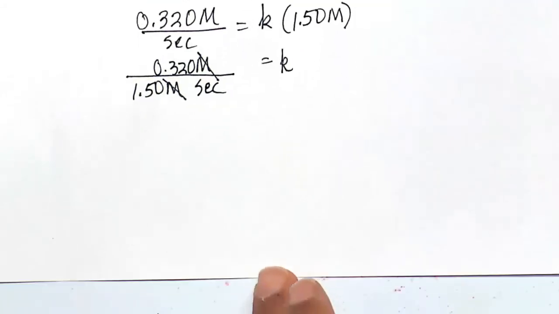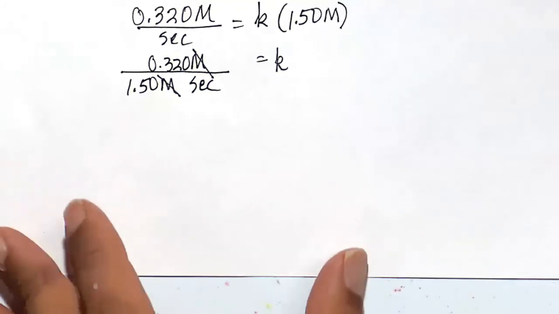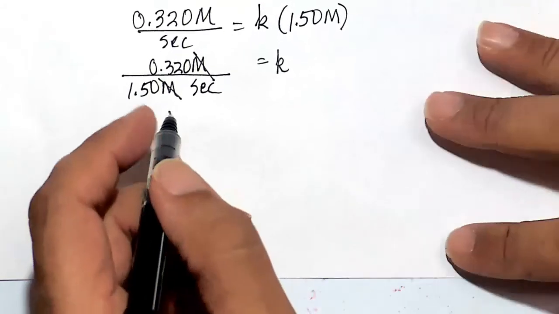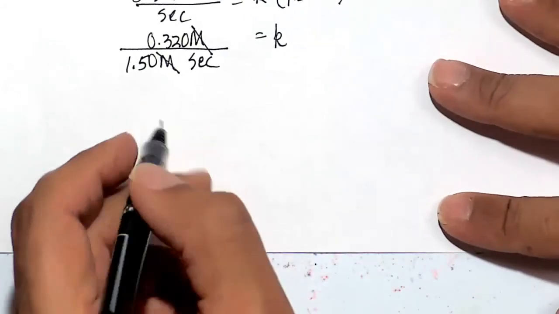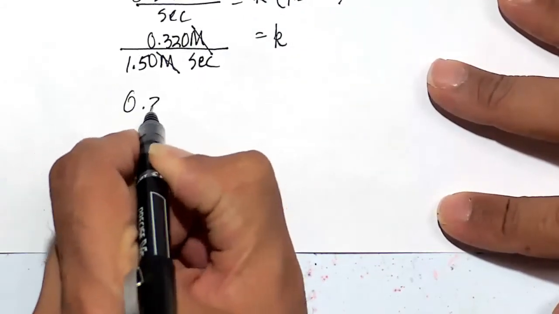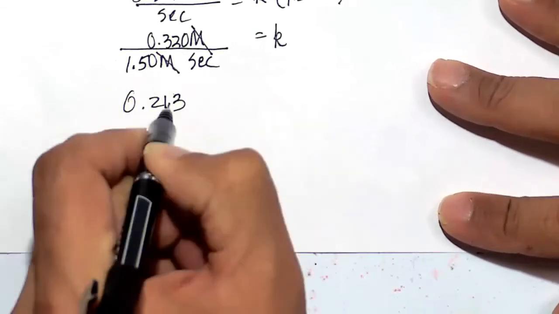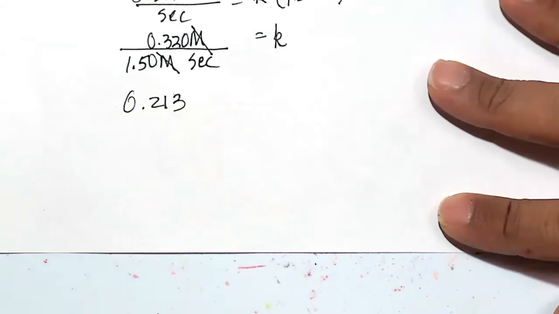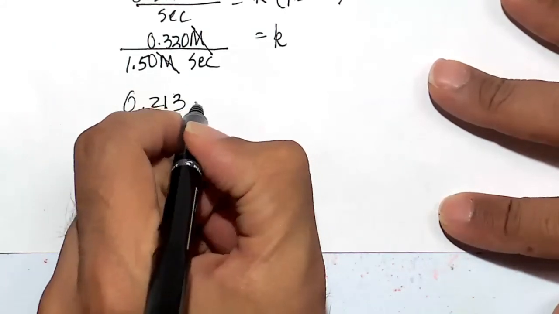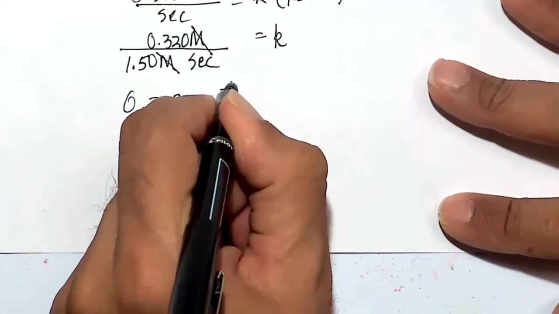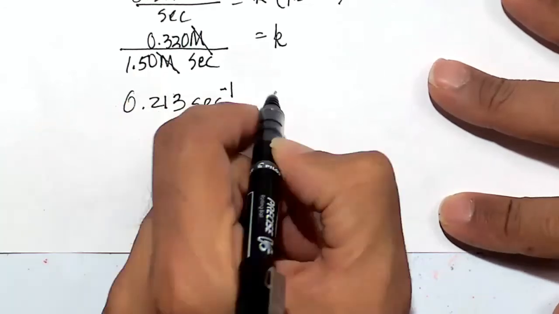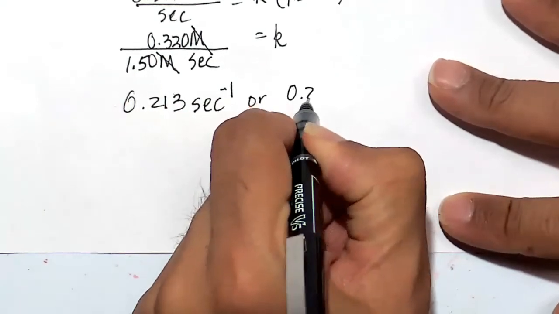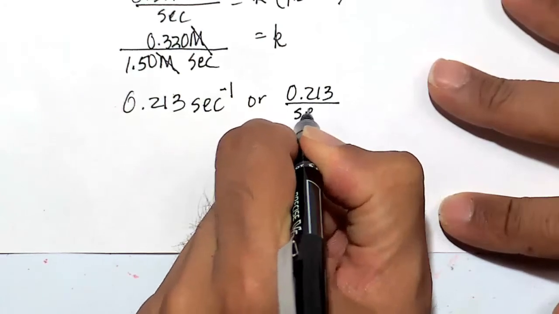So on my calculator, I'm getting an answer of about 0.213. Units here are seconds to the power of minus 1. So 0.213, the M over M moles per liter cancel. And we're getting 0.213 seconds to the power of minus 1, or you can say it's the same thing, 0.213 over seconds.